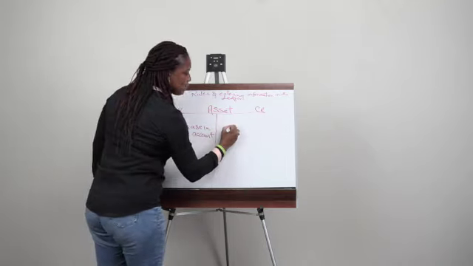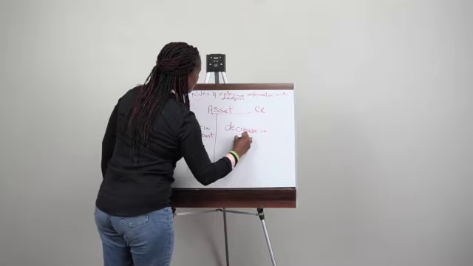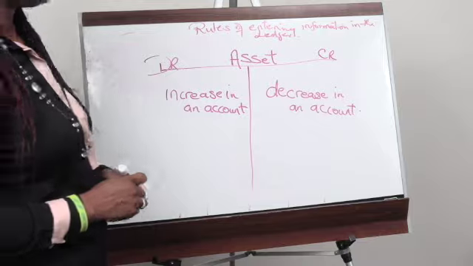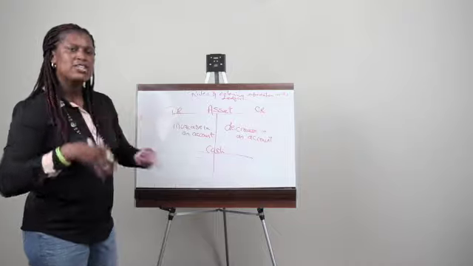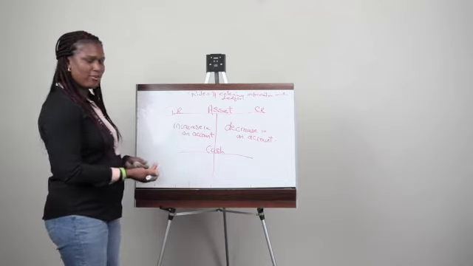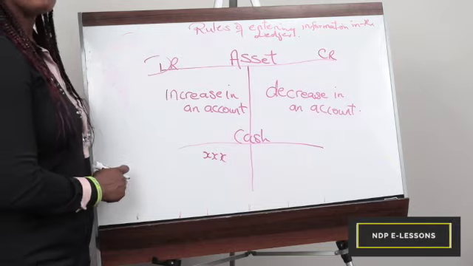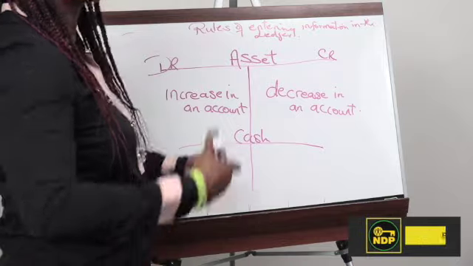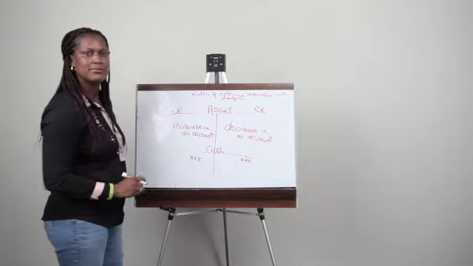And on the credit side will be a decrease in an account. So we have cash. When cash comes into our business, it means that the cash increases. So therefore, we will make the entry on this side of the account. If we have to pay out cash, it is telling us that the cash that we have decreases, and therefore we will make our entry on this side of the account.